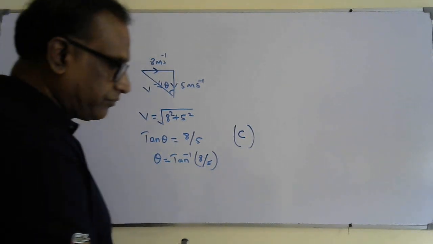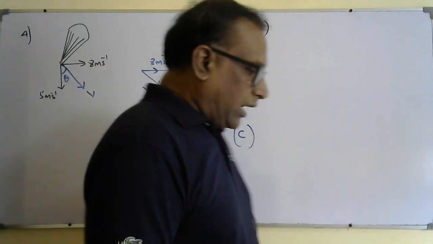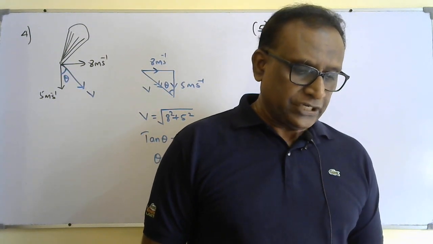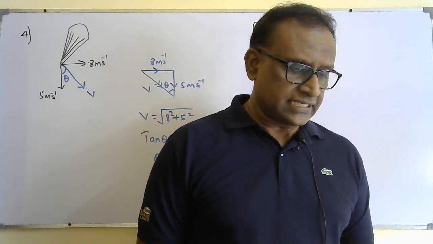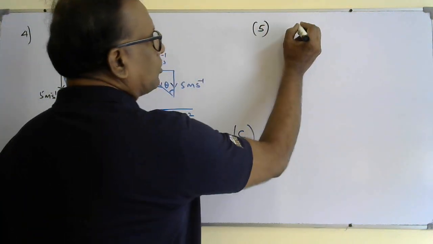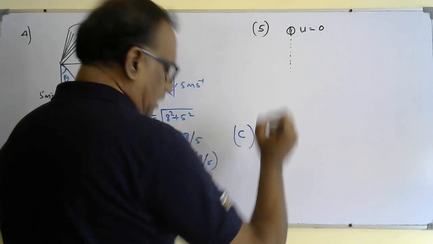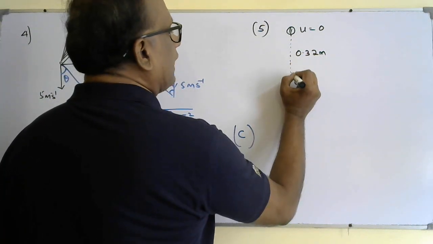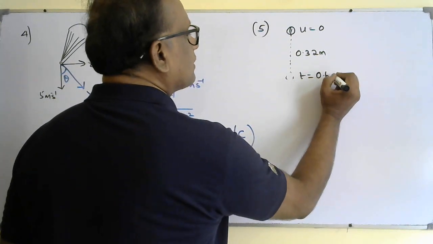Okay, question number 5. They are saying an object on the moon falls a vertical distance of 0.32 meter from rest in a time of 0.63 seconds. Which of the following expressions gives the acceleration due to gravity on the moon? Not a big thing. The object is released from rest. It falls through a distance of 0.32 meter and it takes a time of 0.63 seconds.